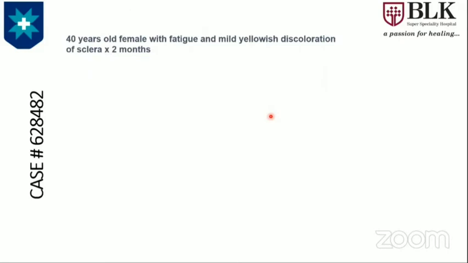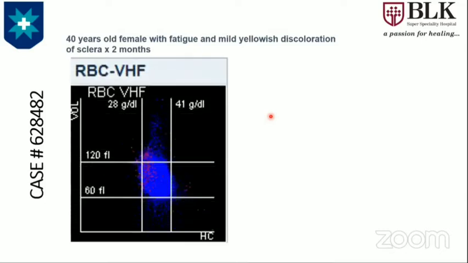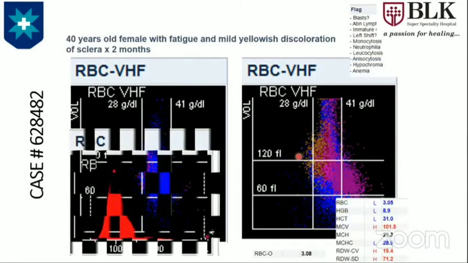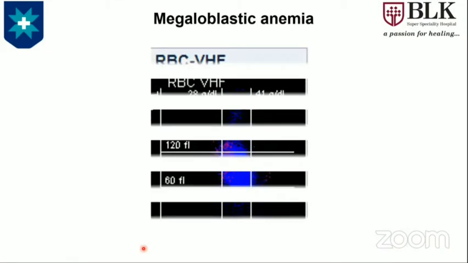Another case is a 40-year-old female with fatigue and mild yellowish discoloration of the sclera for 2 months. You see this is a normal scatter plot which you get from the RBC channel. And look at this particular plot, where you have a very distinct spread into the macrocytic area. The patient was also showing a histogram with a very distinct shift to the right. Again, a classical case of megaloblastic anemia.